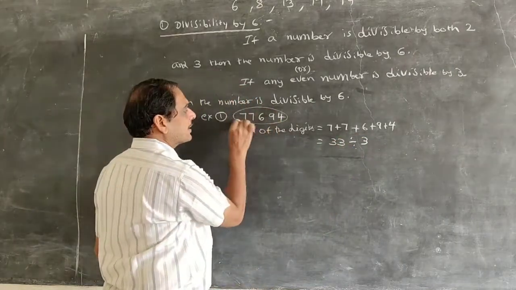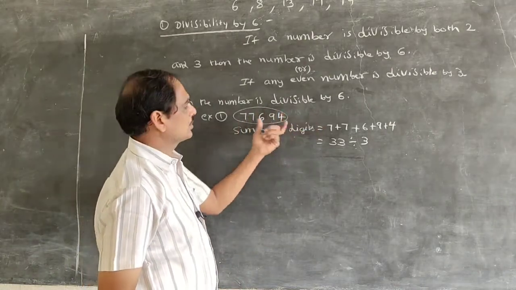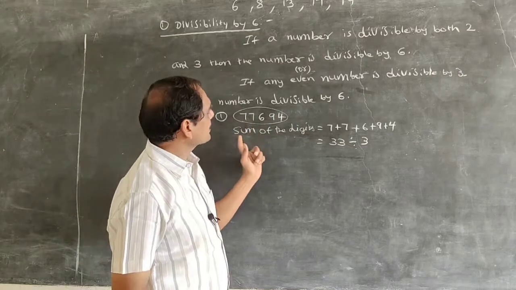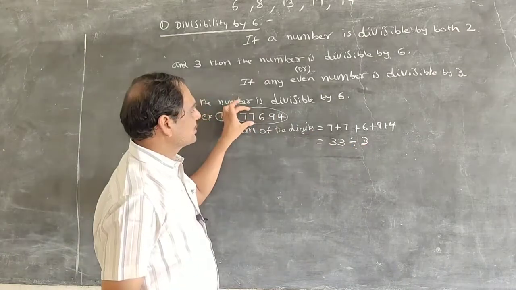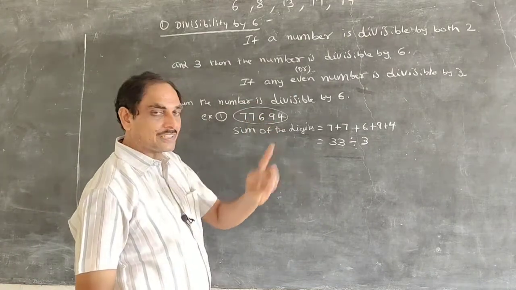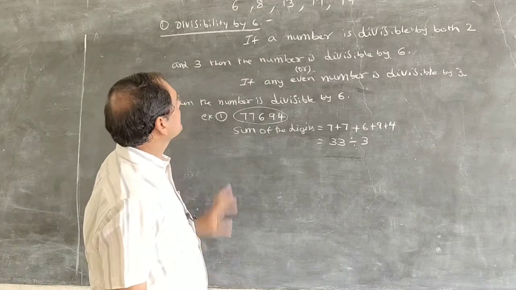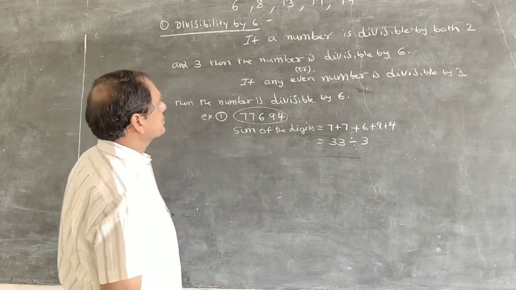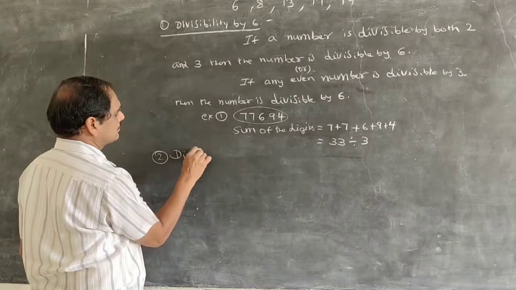So this is an even number, and an even number is always divisible by 2. The sum of its digits is 33, which is divisible by 3. So this is divisible by both 2 and 3. Then we say that the number is divisible by 6. So this is the first property. Next we go to the second, divisibility by 8.